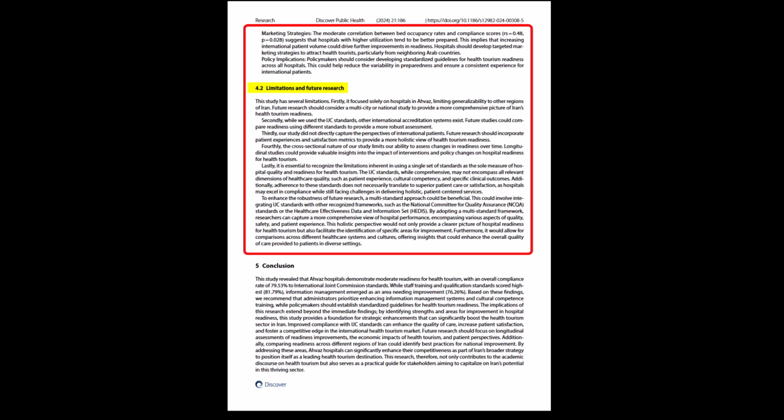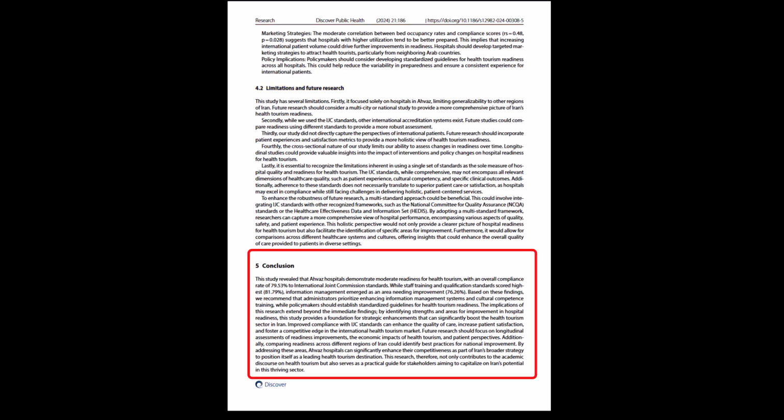Sometimes this part is incorporated into the discussion or into the conclusion, but this is where the researchers tell you what they were not able to accomplish. No single piece of research can cover every possibility, and so this is where the authors are laying out what they were able to accomplish and what future researchers might choose to add on to when it becomes their turn to study this topic. Lastly, we have the conclusion, and just like it says, this is the authors concluding.